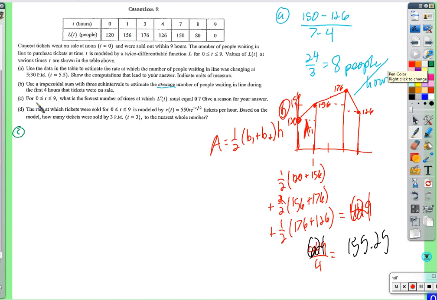For between 0 and 9, which is all the time that we have, what is the fewest number of times at which L prime of t must be equal to 0? Get rid of your answer.